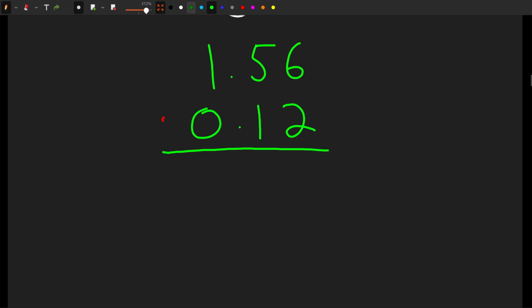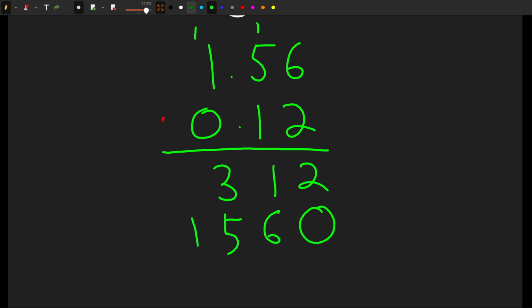2 times 6 is 12, carry the 1. 5 times 2 is 10, add the 1 back, I get 11. 2 times 1 is 2, add the 1 back, I get 3. Add a 0, it just holds the place value. 1 times 6 is 6. 1 times 5 is 5. And 1 times 1 is 1. Now we're going to add this all together.